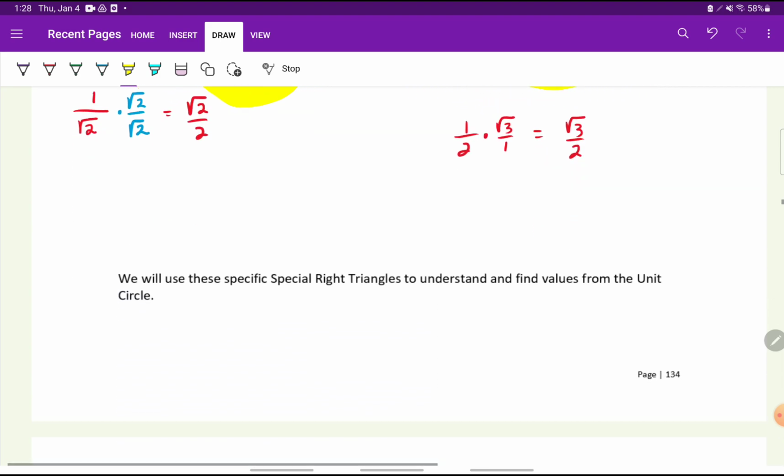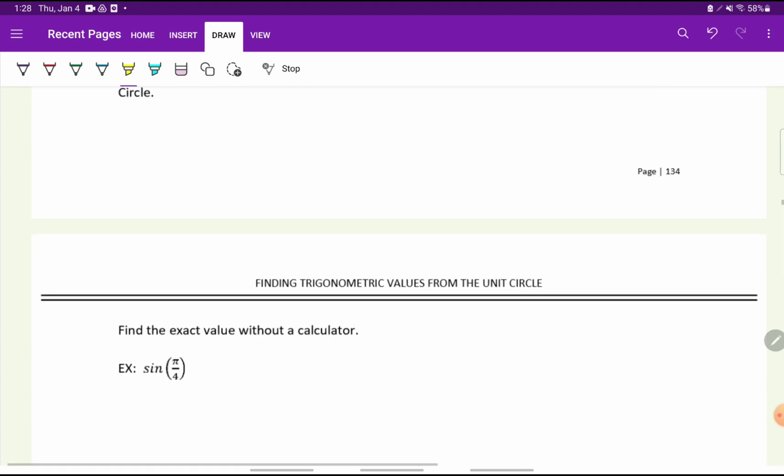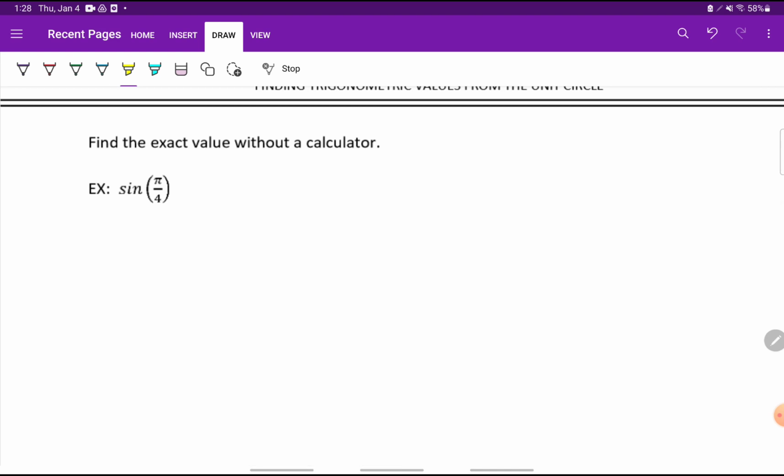We're going to use these special right triangles to understand and find values from the unit circle. So let's start by finding sine of pi over 4. Well, the first thing we want to do is decide what this angle is in degrees so we can find the reference angle.